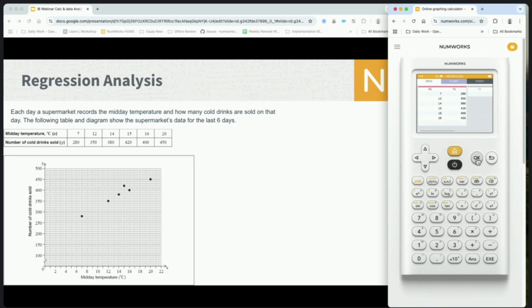Okay. So we take a look at the, oh, sorry, that's not asking any questions, is it? No, we'll just pretend it asks for the regression.